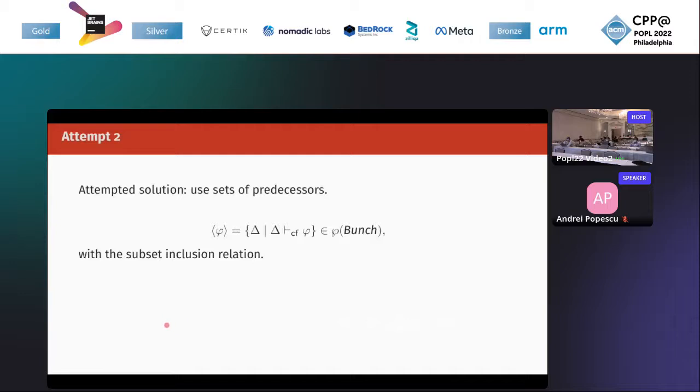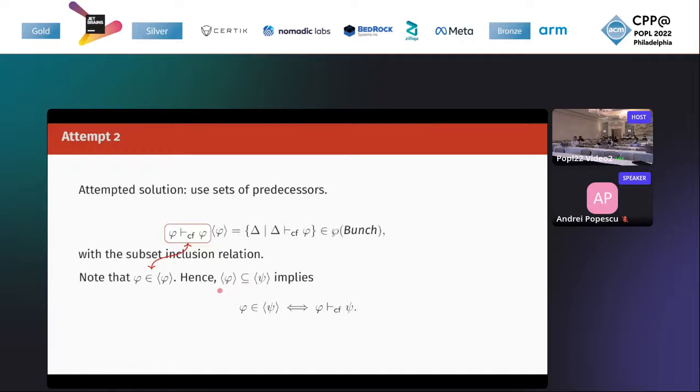In order to mitigate this, instead of using equivalence classes, we are going to consider sets of predecessors in the following sense. For each formula phi, we are going to associate the principal set of phi, which is the set of contexts from which you can prove phi without the cut rule. Then we are going to consider set inclusion, which is automatically a transitive relation. Subset inclusion is a good candidate for the following reason. First, note that every formula is included in its own principal set. That is because for any phi, phi proves itself without the cut rule.